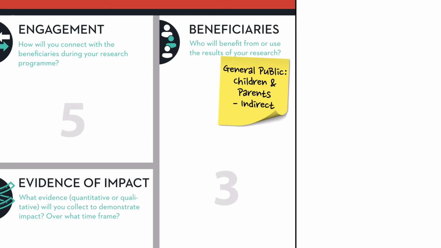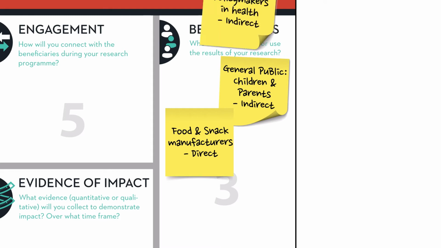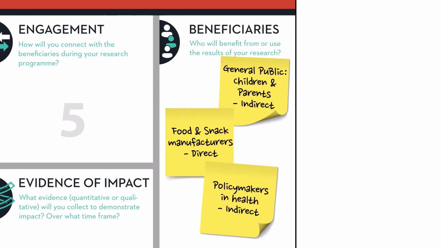These are indirect beneficiaries. Food and snack manufacturers. These are direct beneficiaries. And finally, we have policy makers in health. And again, these are indirect beneficiaries. When you are filling in your own canvas, try to be as detailed as possible. For example, identify specific government departments and policymakers, or particular companies and representative bodies. This will help when filling in other parts of the canvas later.